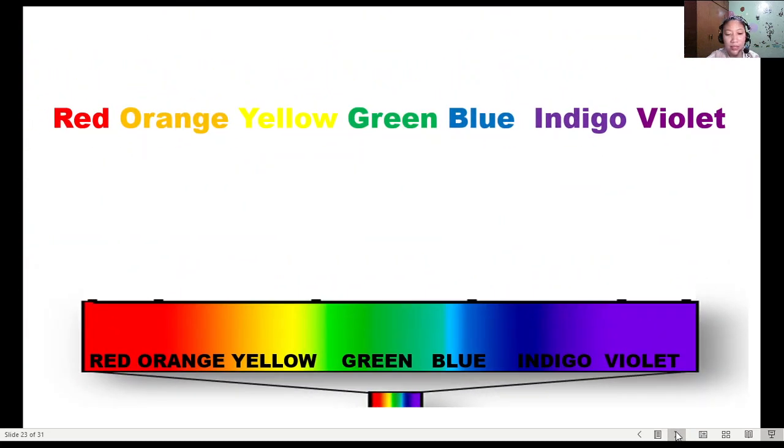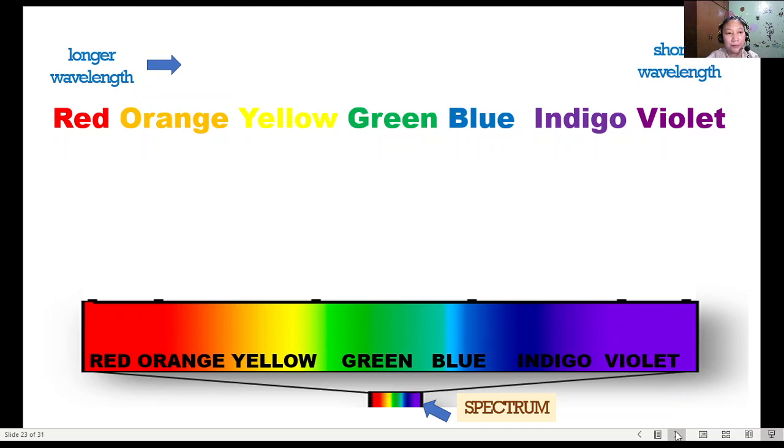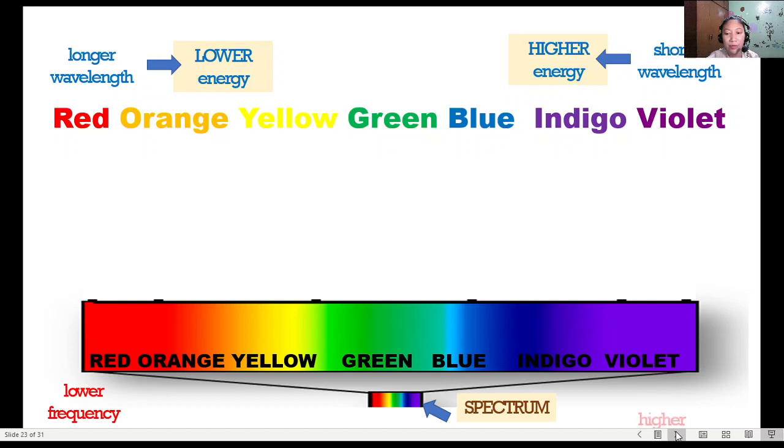So this is the spectrum of colors. The Roy G. Biv once again. So that's the spectrum. Longer wavelength to shorter wavelength, from red to violet. Longer wavelength indicates, again, lower energy, while shorter wavelength, higher energy. Lower frequency down to higher frequency, from red to violet.